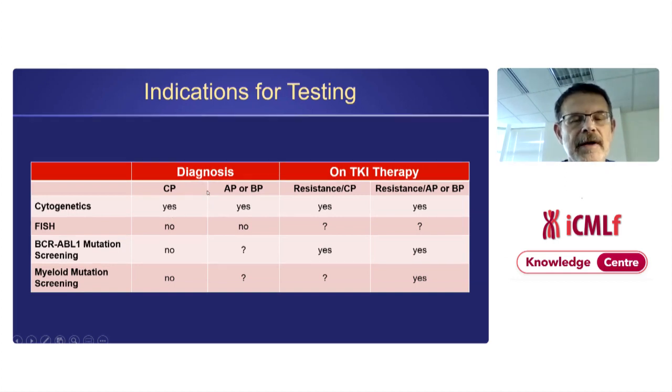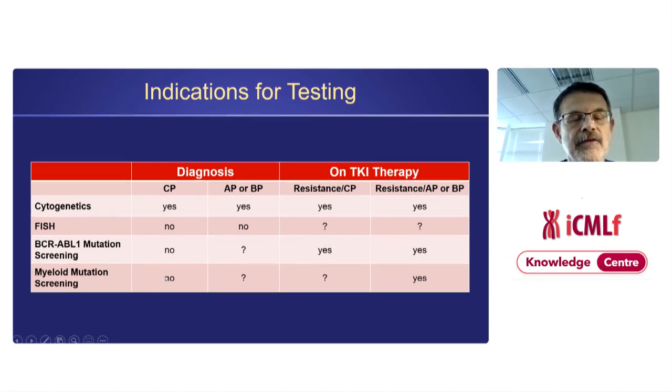At the time of diagnosis, cytogenetics will always be part of the typical workup. FISH is not indicated. BCR-ABL mutation screening is also not indicated as long as the patient is in chronic phase. There are some suggestions that we should consider BCR-ABL mutation screening in blast phase, but the issue is that it is a very low yield test, and typically it doesn't impact therapeutic decisions. So in my mind, not to be recommended.